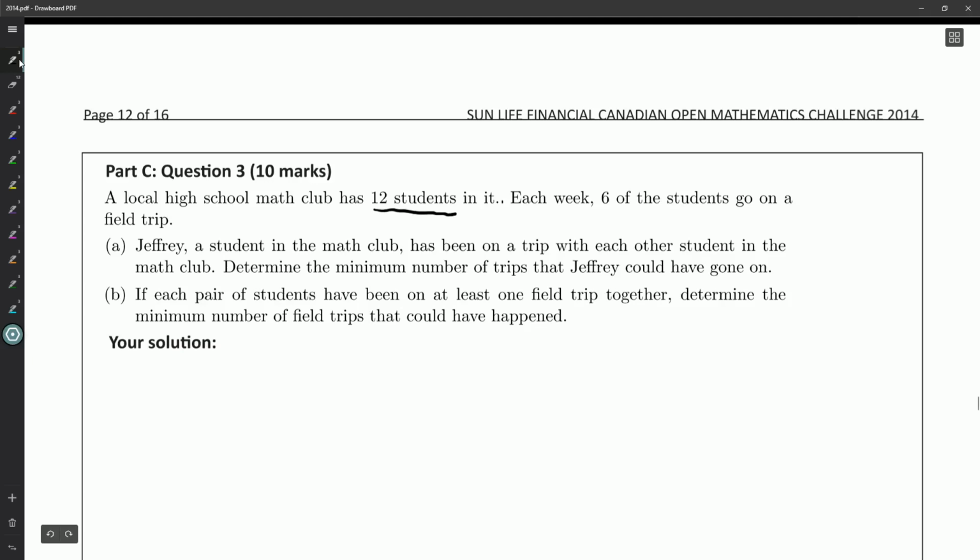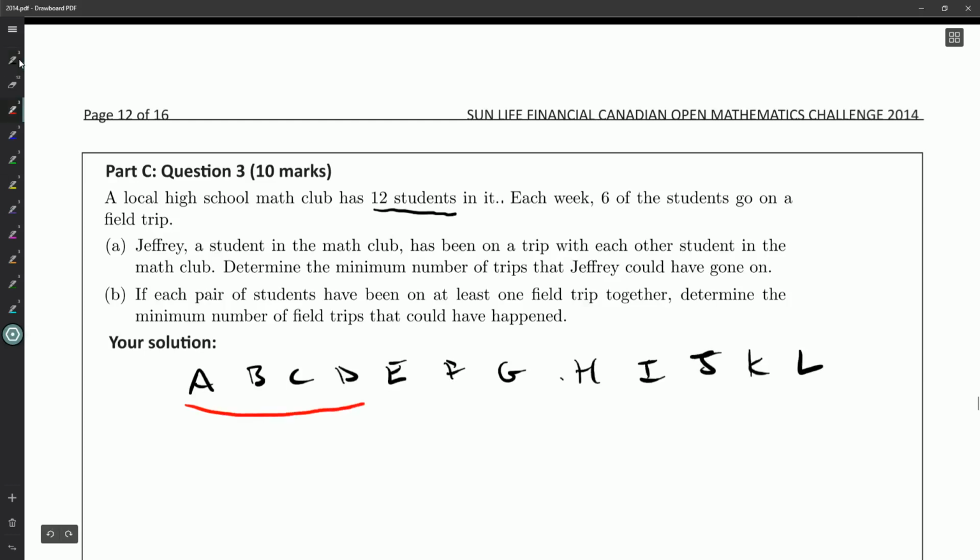Okay, so 6 students go on a trip. Let's suppose Jeffrey goes on a trip, and we've got Jeffrey named. We could have A, B, C, D, E, F, G, H, I, J for Jeffrey, K, L will be the 12. So could we find bus trips with Jeffrey and 5 other people? Well, kind of naively we could say, well, suppose Jeffrey goes with these 5 people on the first trip. Let's use a different color. These 5 people on the next trip, and then I guess L for Lisa.